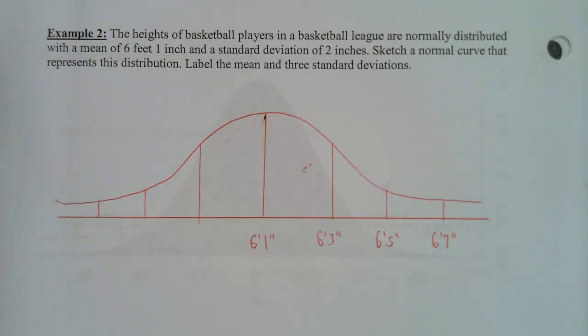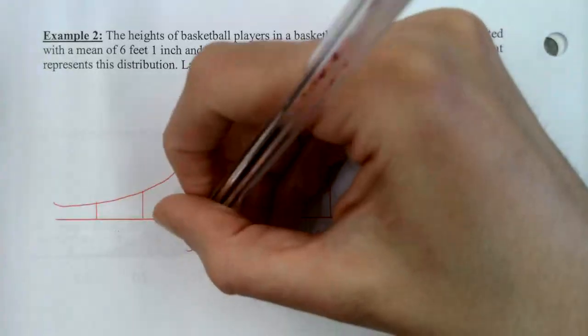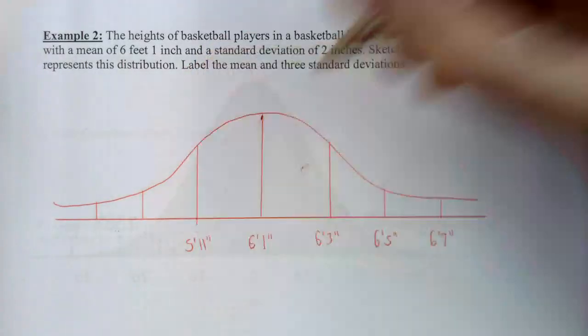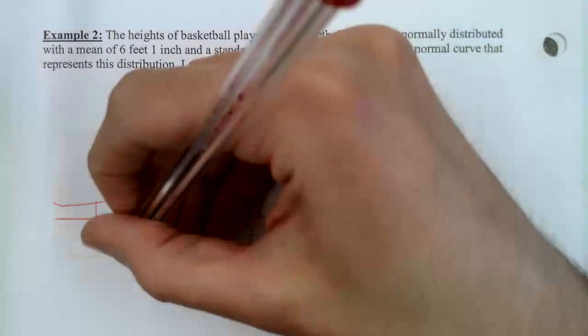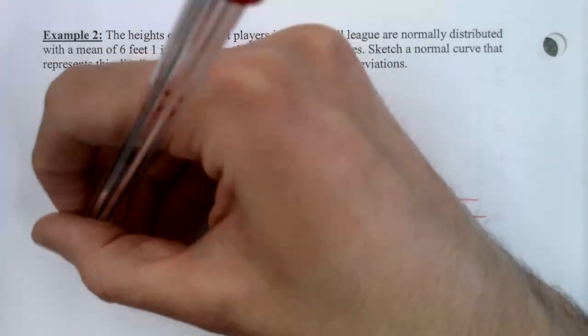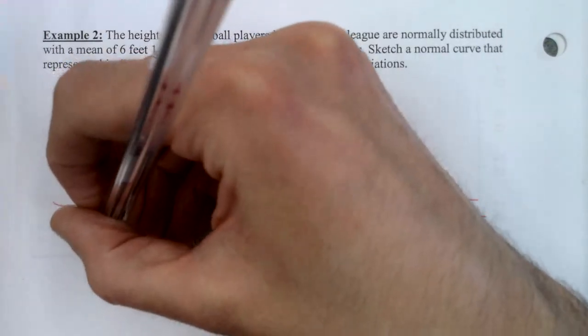So if I subtract 2 inches, that brings me down to 5 foot 11. All right. And let's subtract 2 inches again, 5 foot 9. Subtract 2 inches again, 5 foot 7.